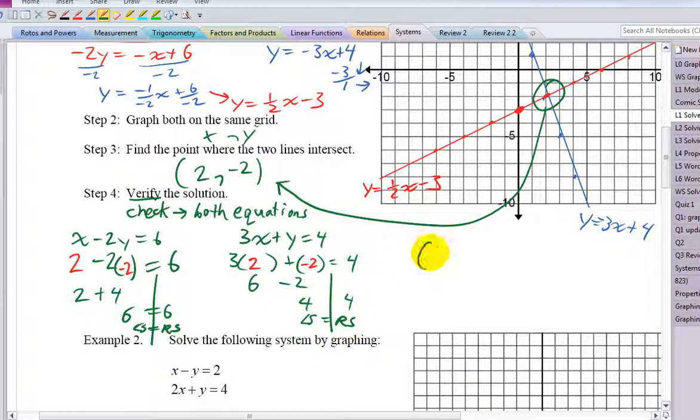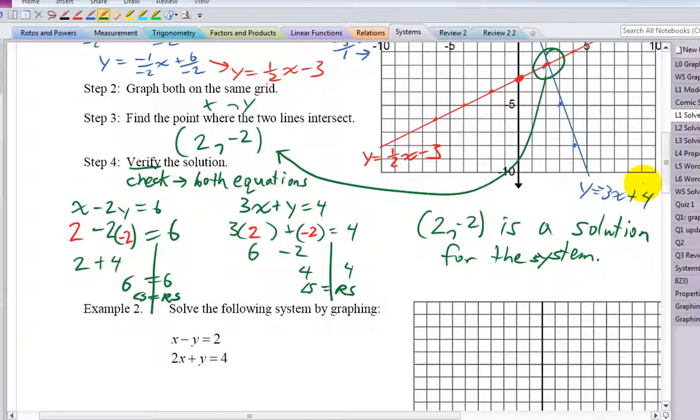So now you can say that, yes, since both equations worked out to true statements, (2, negative 2) is a solution for the system. Okay. So that point is a solution to the system because both equations make true statements. Okay, you must have them both being true statements.